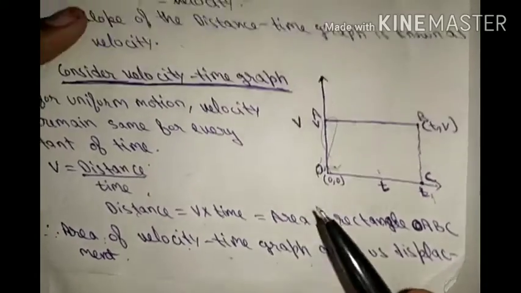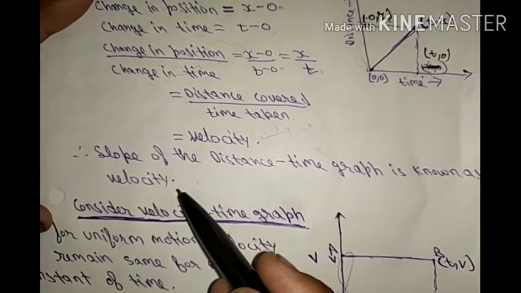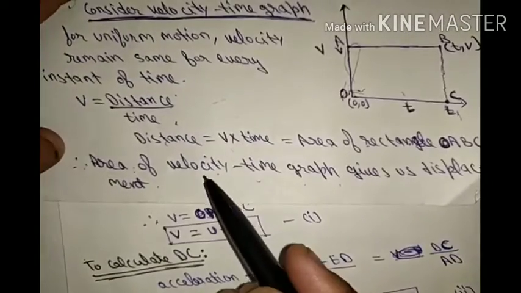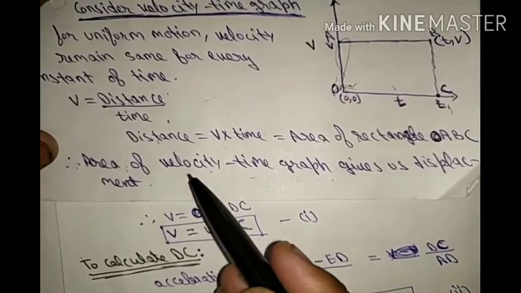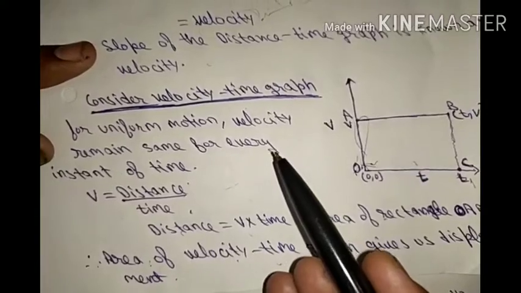So remember these two main points. The slope of the distance time graph gives us the velocity, and area of the velocity time graph gives us the displacement. These two are very important points for our next derivation.